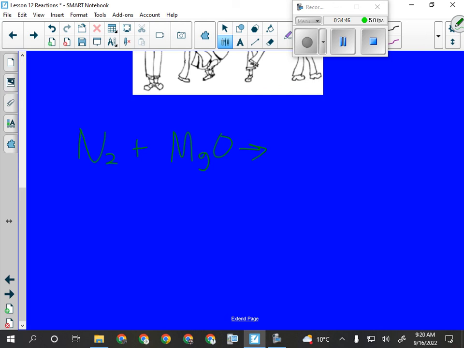Nitrogen is a non-metal, so what part of this compound is it going to switch places with? The oxygen, because the oxygen is the non-metal. So what's going to happen is I'm going to get oxygen by itself, and I'm going to get magnesium nitride. Single replacement reaction. Replace the thing that we're like. Is this reaction balanced?